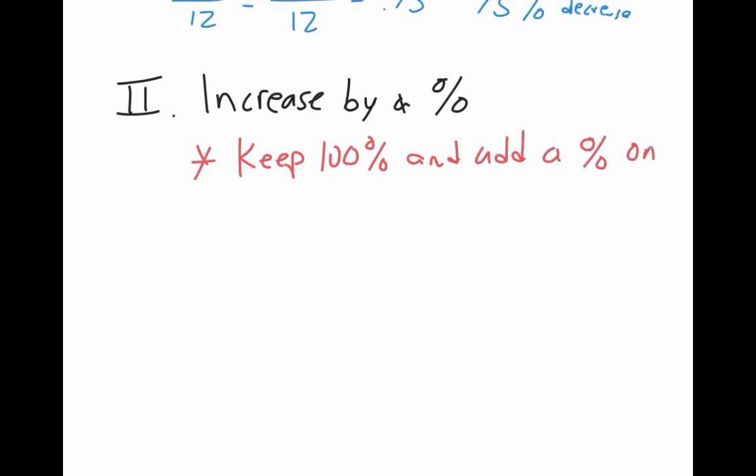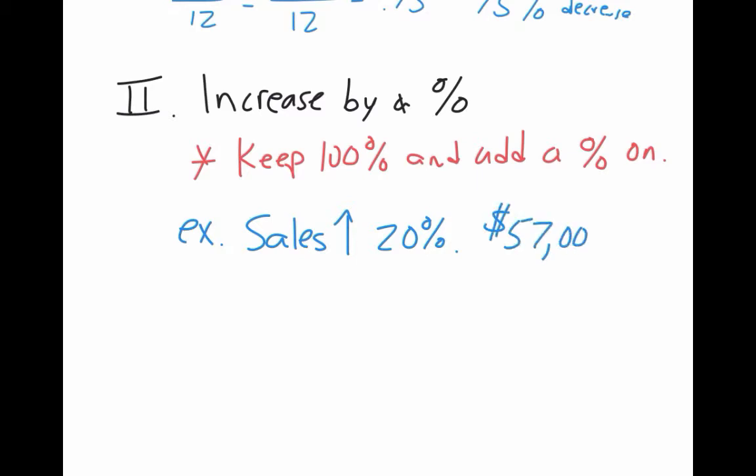What some people do, maybe I'll do my example, then I'll talk about what some people do. So I'm going to say my example is that sales, bless you, sales go up by 20%. And I'll say they were 57,000 last year. So trying to keep the question short. Last year the sales were $57,000. They're going up by 20%. What would it be this year?